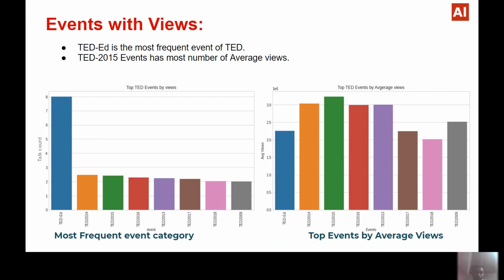Visualizing our type of events, we see which type of events attracted a higher number of views. We can say TED attracted a higher number of views. We categorized the top TED events, and by top TED event by average views, we can say TED 2015 was the top TED event.